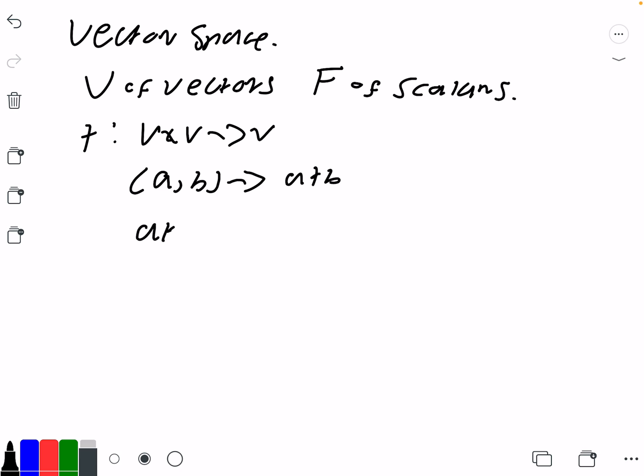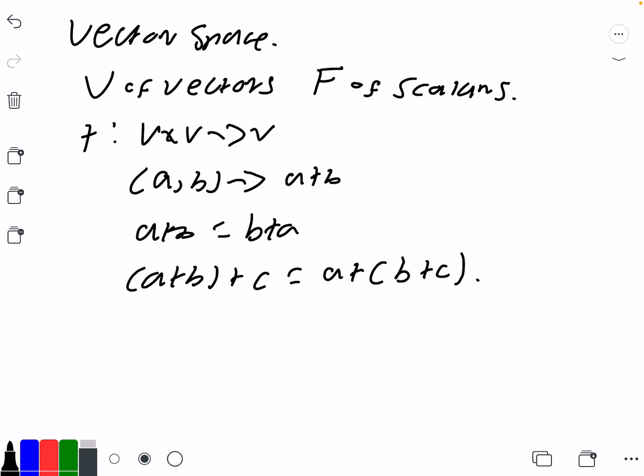And this has to be associative and commutative. So A plus B equals B plus A, and A plus B plus C equals A plus (B plus C). So associative and commutative.